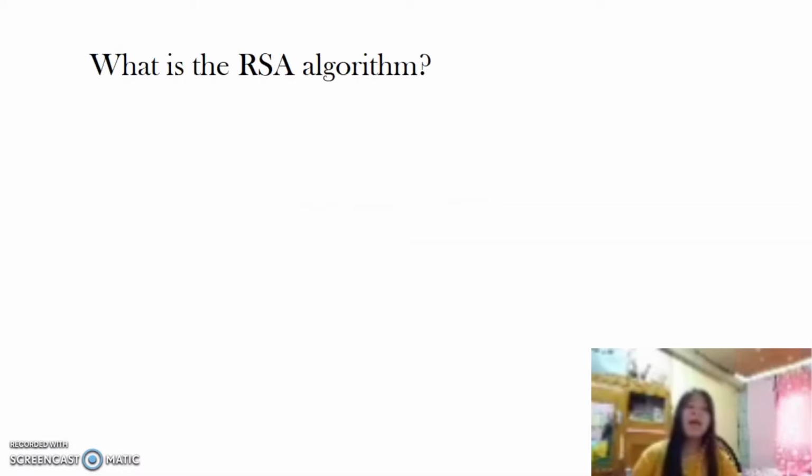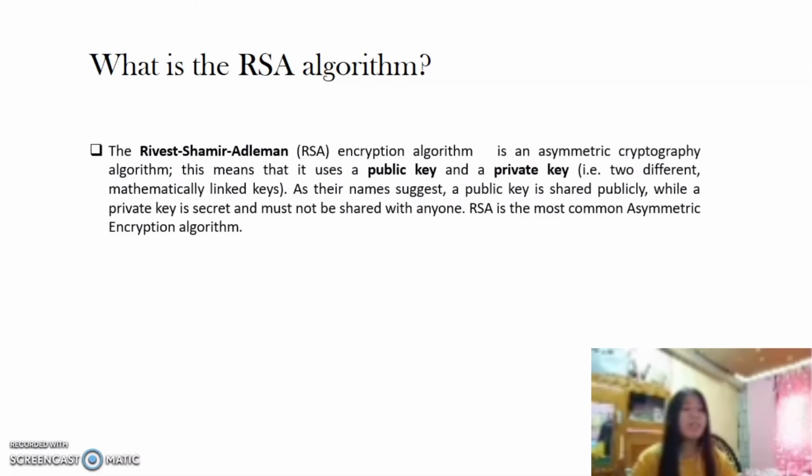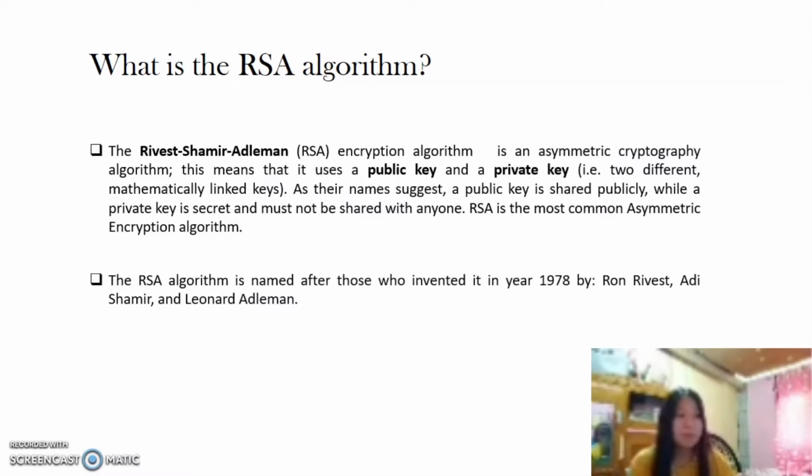What is RSA algorithm? RSA algorithm or Rivest-Shamir-Adleman is an asymmetric cryptography algorithm. This means that it uses a public key and private key. As their name suggests, a public key is shared publicly while a private key is secret and must not be shared with anyone. RSA is the most common asymmetric encryption algorithm. RSA algorithm is named after those who invented it in the year 1978: Ron Rivest, Adi Shamir, and Leonard Adleman.